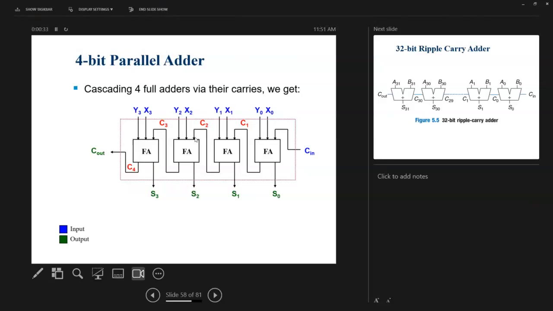Professor, isn't C0 always 0? It depends. Let's assume that C in is always 0 when you are adding two numbers. Sometimes we make multiple stages, and I'll explain this in a later example. So in this case, C in is 0 for the first X0.